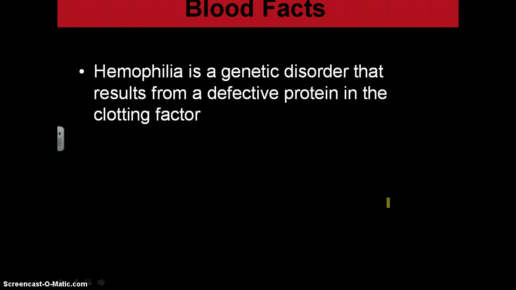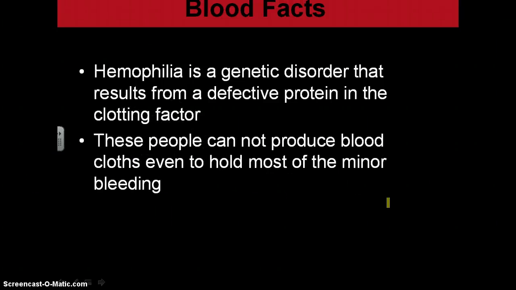Hemophilia is a genetic disorder that results from a defective protein in the clotting factor. So basically, these people cannot produce blood clots even to hold off most minor bleeding. So what happens if they get even just a minor paper cut? They'll continuously bleed, and they'll need to have clotting factors inserted, like injected into their body. So they have to be extremely careful. They have a much higher risk of bleeding out.